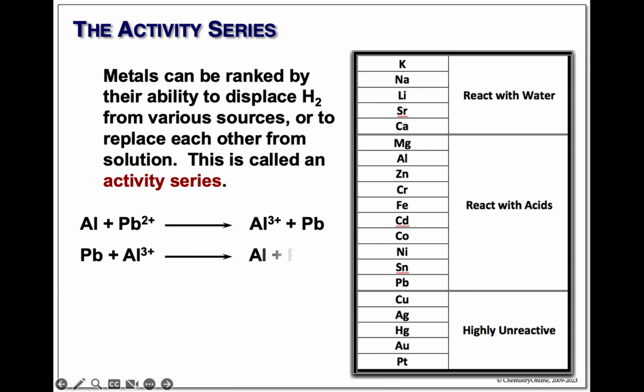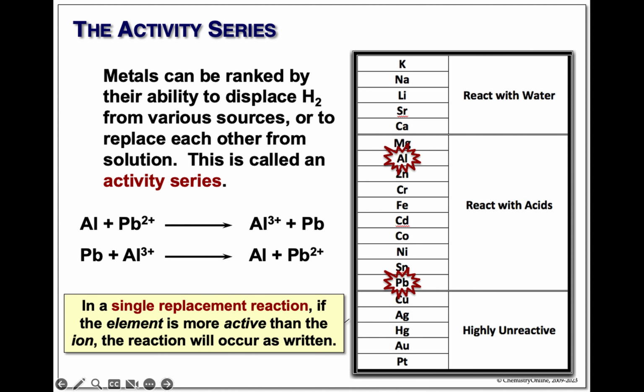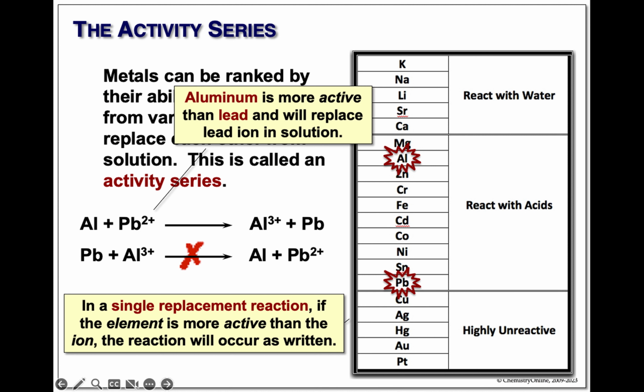Putting this in terms of a test question. If I gave you this and I asked you, which of these will occur? How would you do it? You would find aluminum and lead. Aluminum is here, lead is here. The element is more active than the ion, therefore this will happen, this will not. That's how you use the activity series.